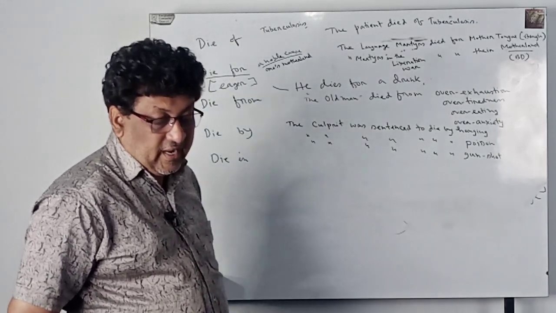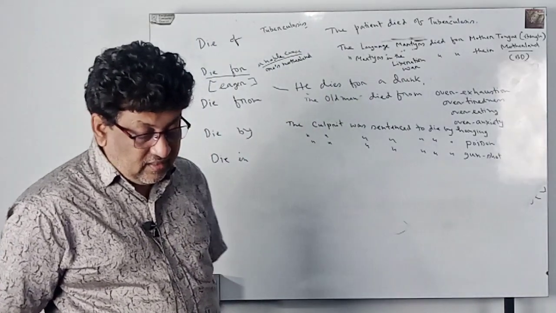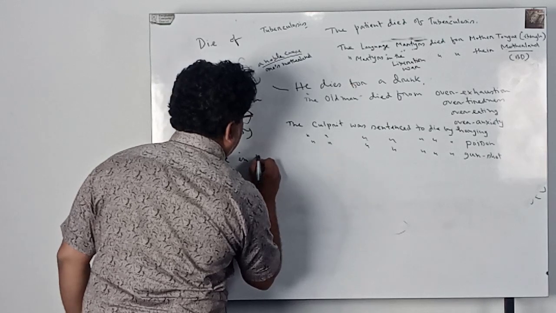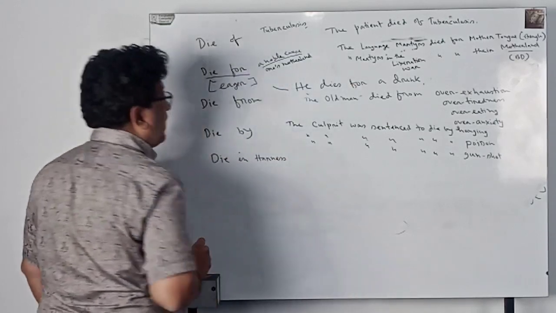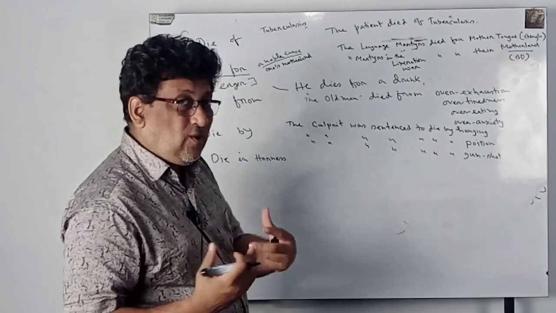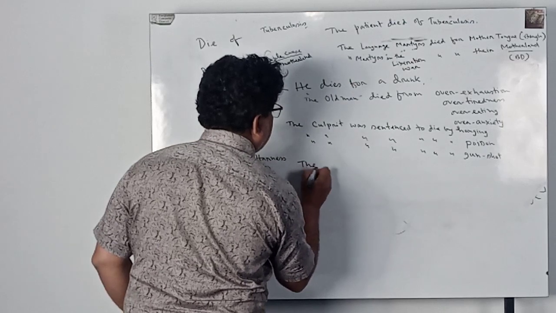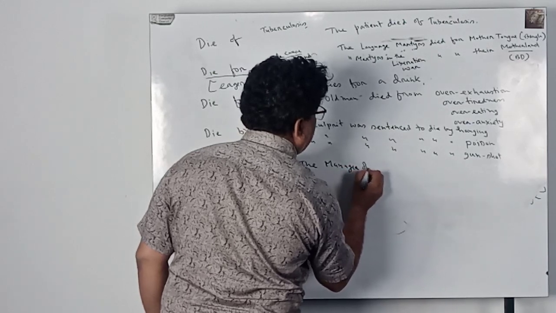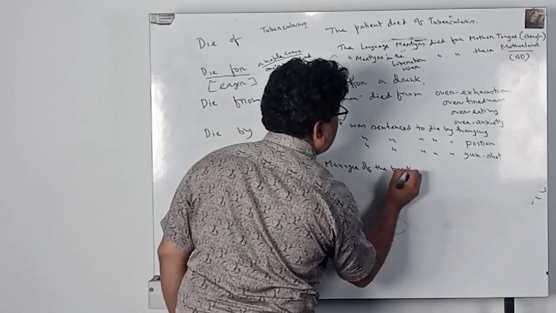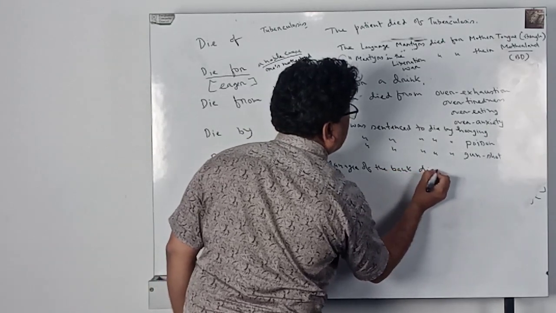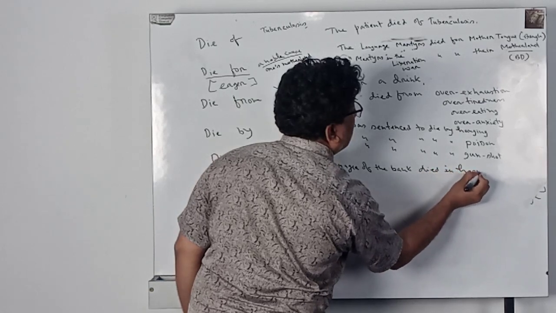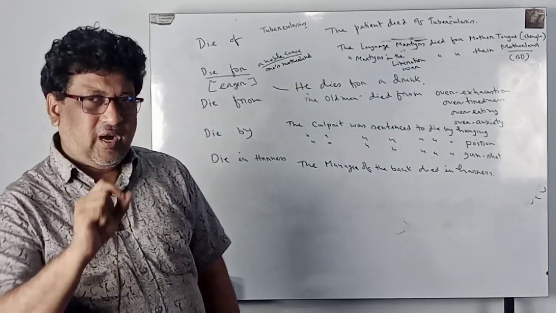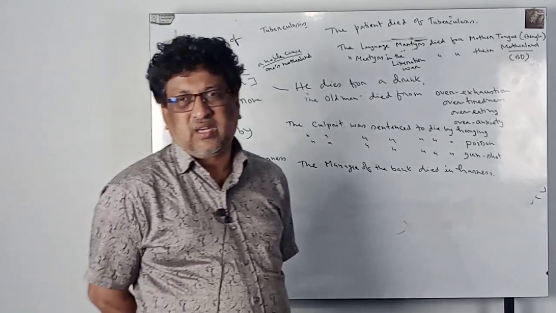And now, die in. Die in, we have die in harness, a special type: to die before retirement, to die while working. So the manager of the bank died in harness. That means the man died while he was in the middle of his working career.